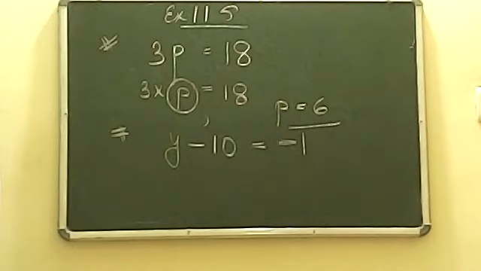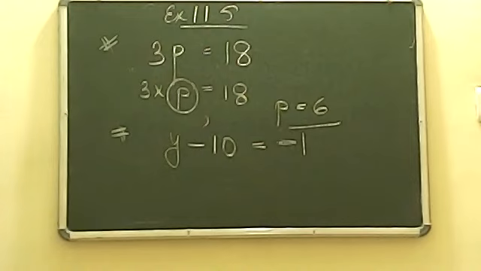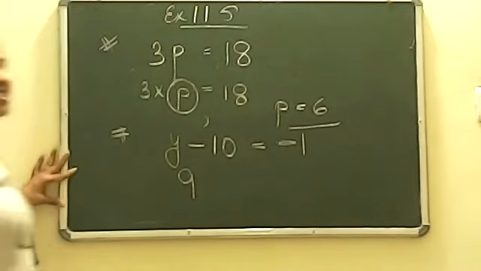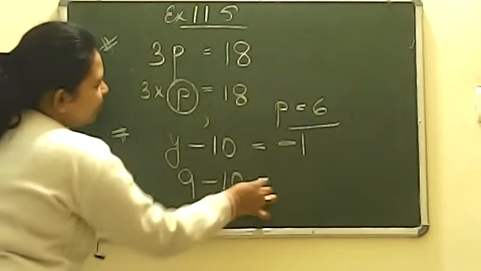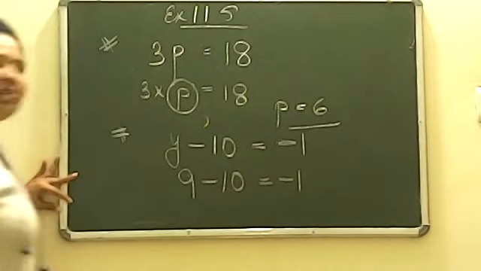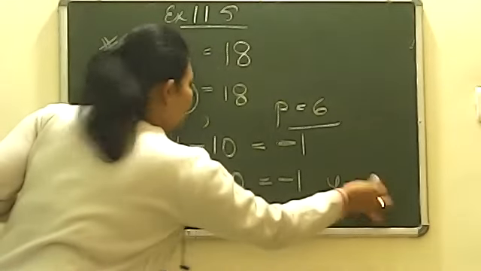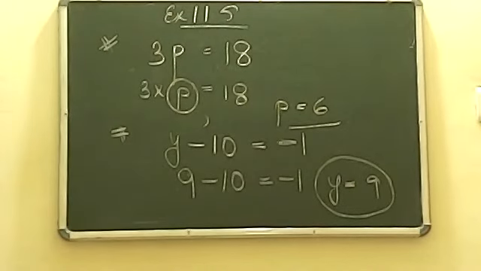Just think properly. Will it give you minus 11? Because minus 11 minus 10 will give you minus 21. Okay, wonderful. The answer will be 9. When we put 9 in place of y, beta, then 9 minus 10 will give you minus 1. Okay? It means the answer of y will be 9. It means the solution of this equation is y is equal to 9.